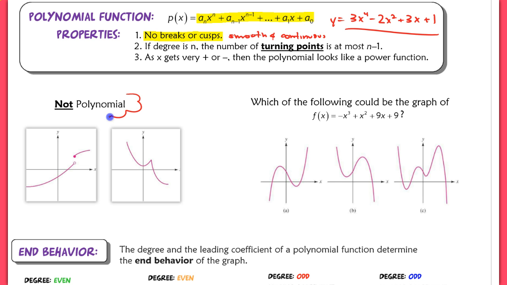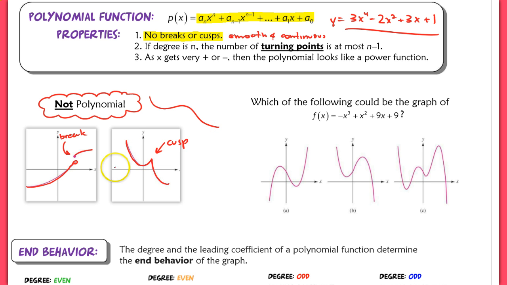So here I've got a couple examples of functions that are clearly not polynomial functions, because here we've got a break. So I have to lift up my pencil to create that graph here. So this represents a break in the function, where here we have a point in the function that's a cusp. So here's a cusp. It should always be smooth and continuous like that. So we shouldn't have any pointed parts in the graph.